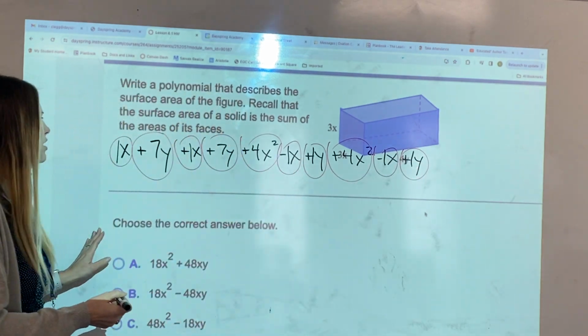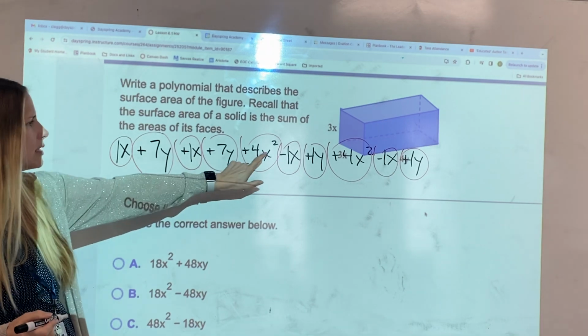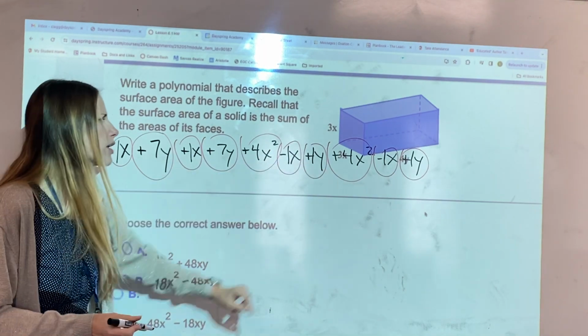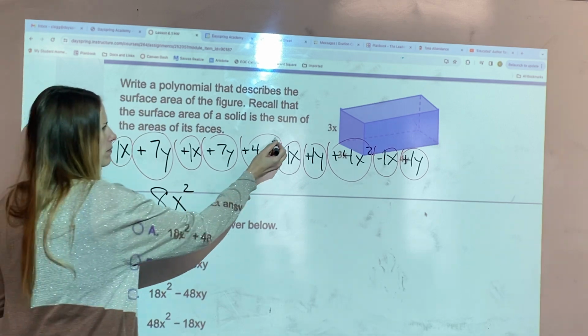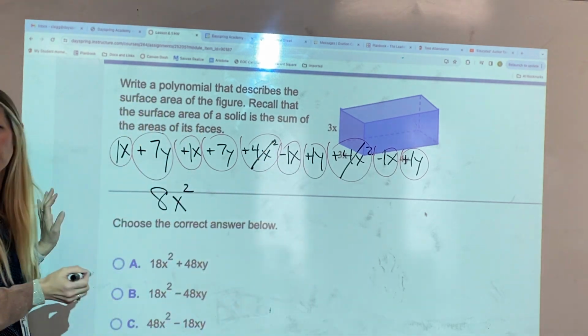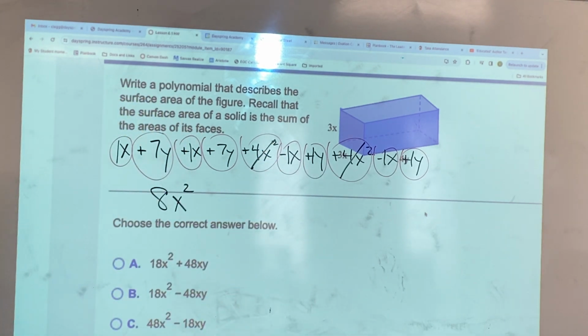Okay, I'm gonna start with my highest exponents. I've got 4x squared plus 4x squared, that's 8x squared. Did you get that? Did you get that for yours? Emily? Did you get 8x squared as your first term when you did it before? No? What'd you get as your first term?